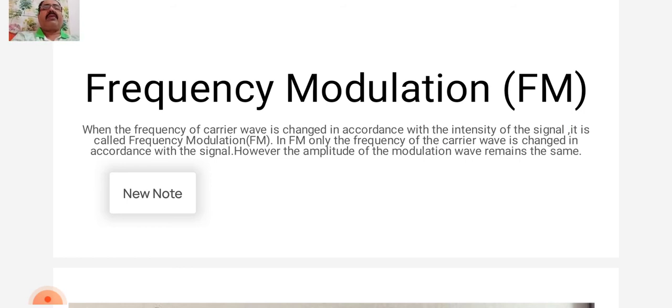So first we have to consider the definition of FM. When the frequency of the carrier wave is changed in accordance with the intensity of the signal, it is called frequency modulation. In frequency modulation, the frequency of the carrier wave is changed in accordance with the signal, however the amplitude of the carrier wave remains the same. The frequency variation of the carrier wave depends upon the amplitude of the signal, so we have to observe this in the figure.